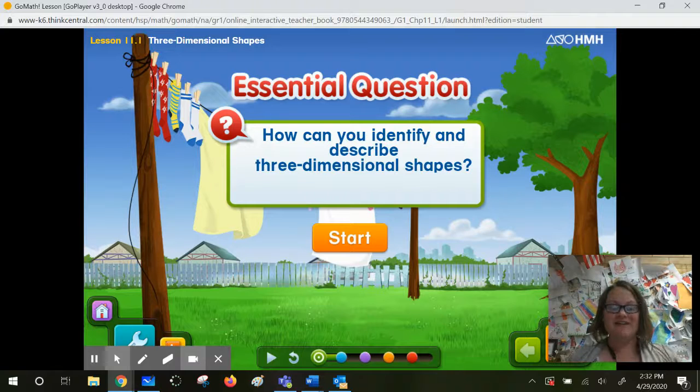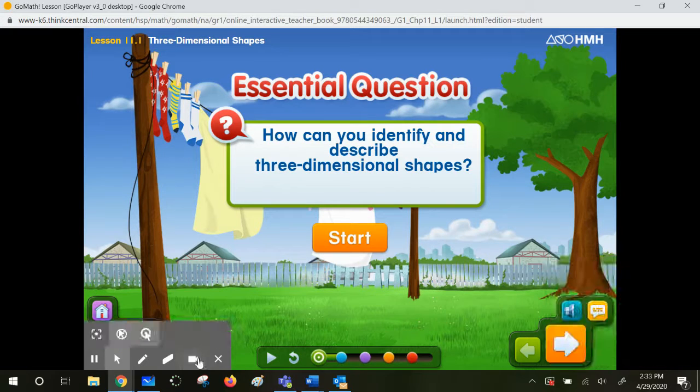We are starting a brand new unit. It is Unit 11, and we are going to be learning about three-dimensional shapes. So it's so much fun. So I hope you stick around and enjoy the ride, and we'll have lots of fun learning about three-dimensional shapes.